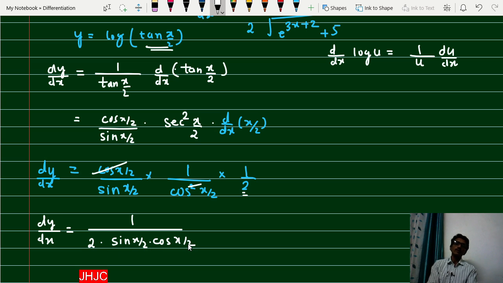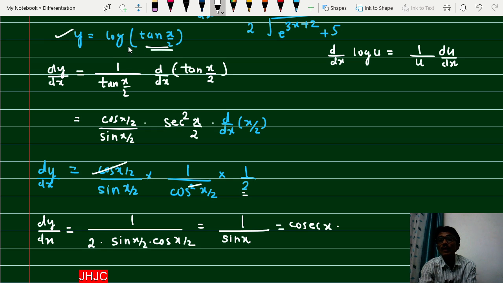2 sin theta by 2 into cos theta by 2 is sin theta. So this will be 1 upon sin theta, meaning sin x. 1 upon sin means what, cosec x. So finally we'll be getting here the answer cosec x. Yes, this question is y is equal to log of tan of x by 2 and its answer is cosec x.